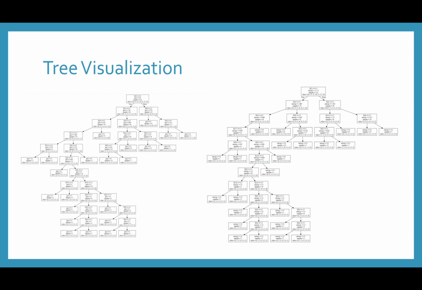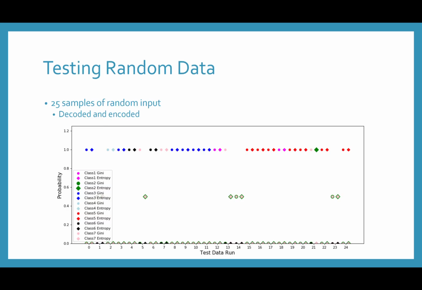But when I tried to visualize this data with Graphviz, I could see that even from the very beginning they're splitting on a very different question, so the tree structure ends up being very different. I tested on random data with 25 samples that I had to decode into meaningful information and then encode back into numerical information. And here's the probability of each of the 7 classes that I get with either of the 2 classifier methods.